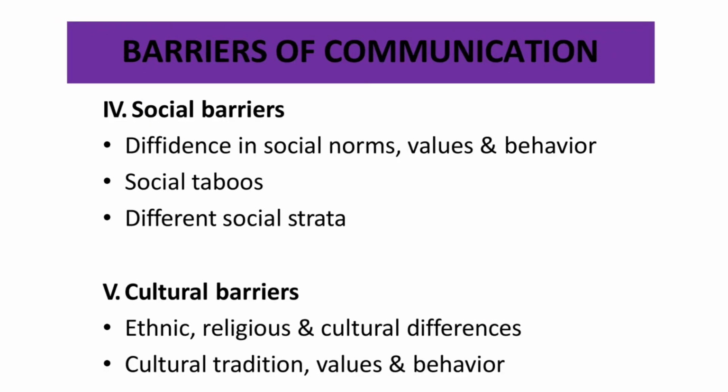Next is social barrier. Social barrier means suppose the social norms, rules and regulations, values, behavior, everything, if you are not following or if you are not liking the social taboos or some false beliefs, and different social strata, upper income group, lower income group, middle income group or higher class people, lower class, upper middle class like that, and different race, culture, caste, religion, everything is going to affect the communication. So under cultural barriers we have ethnicity, religious and cultural differences, cultural tradition, values and behavior, everything is going to be a barrier to the communication.